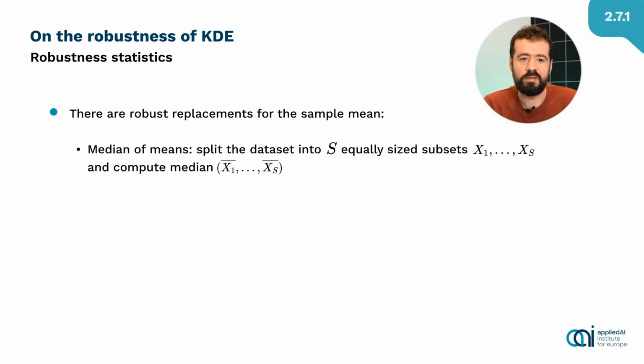Well, we can look into methods that have been developed in the context of robust statistics. Here we try to find robust replacements for the sample mean. For instance, the median of means, which splits the dataset into equally sized subsets, x1 to xs, and then computes the mean for each of these, and then takes the median, what you see down below here, as our estimate. So maybe you have already heard that the median itself is more robust than the mean. And the median of means is basically a combination of these two, which will be especially beneficial when we look at the kernel density estimate.